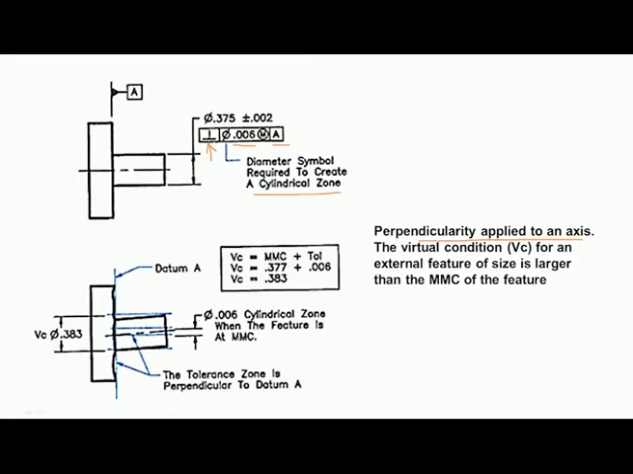Now, you can see here the cylinder is considered here, 0.006 cylindrical zone. So, this is the 0.006 cylindrical tolerance, and the axis should be within the specified tolerance. If that is the case, then this workpiece is accepted.